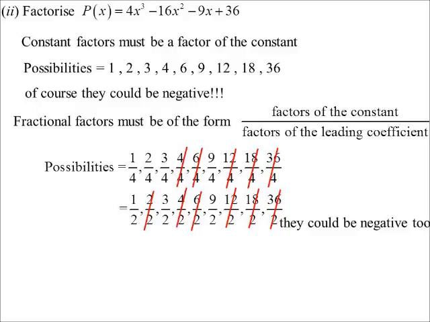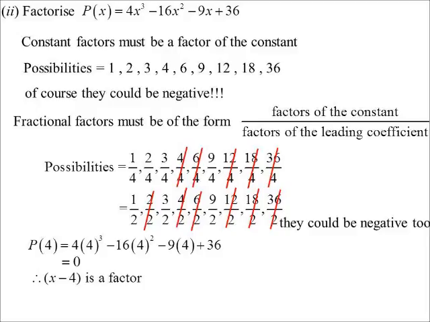So like I said, the logical one to pick first is 4. I just picked 4. So let's see. Oh, how lucky did I get? Look at that. Hey? 4 happened to work. So we know x minus 4 is a factor.